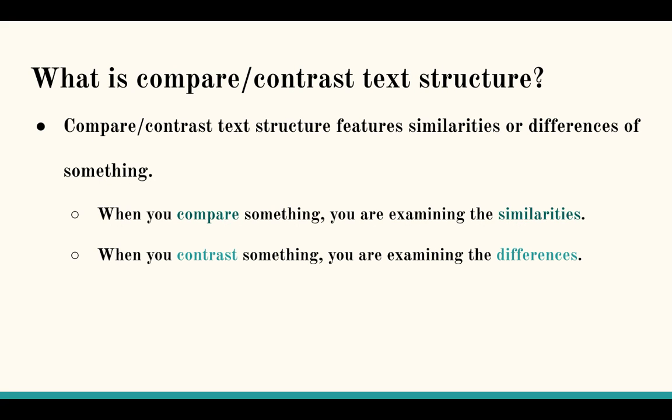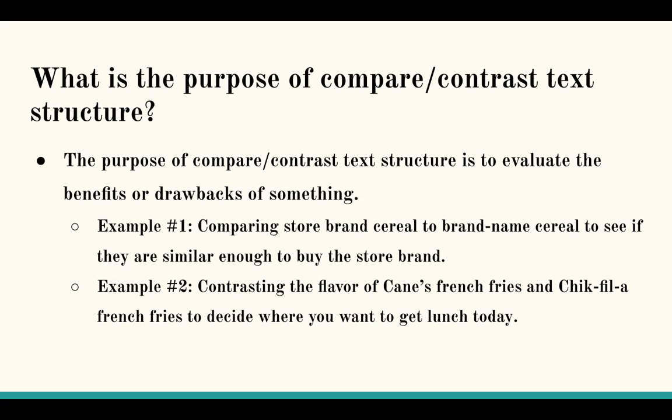So compare and contrast text structure features the similarities or the differences of something. So when you're comparing something, you're looking at how they are the same, and whenever you're contrasting something, you're examining how they are different. So the purpose of compare and contrast is to evaluate the benefits and drawbacks of something, okay? So we use compare and contrast all of the time to make decisions.